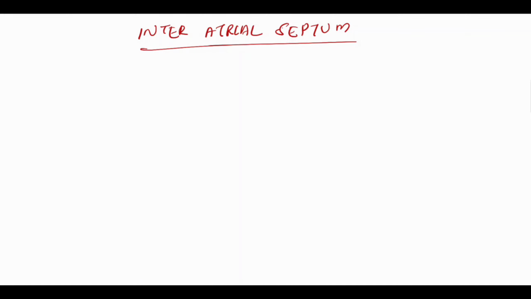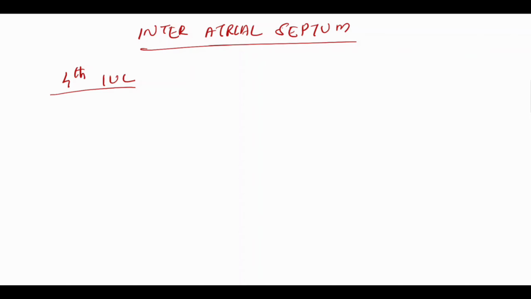Today in this video, we are going to learn the formation of interatrial septum. The formation of interatrial septum starts by the end of 4th week of intrauterine life. Remember this timeline. By the end of the 4th week of intrauterine life, the formation of interatrial septum begins.